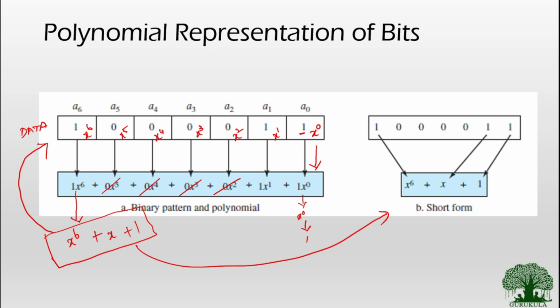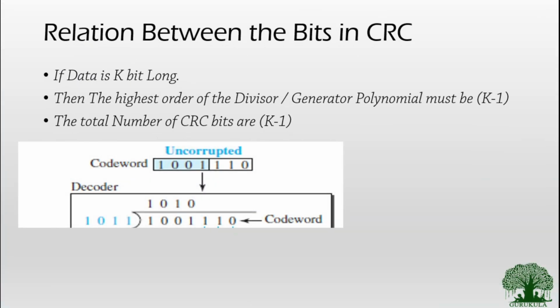The second one is that we have to understand the relationship between the bits in CRC. As I already said, you will have data bits, and then your data bits will be appended by a few bits of CRC, and then long division is performed using a divisor. So these are the three main components required to perform a cyclic redundancy check.